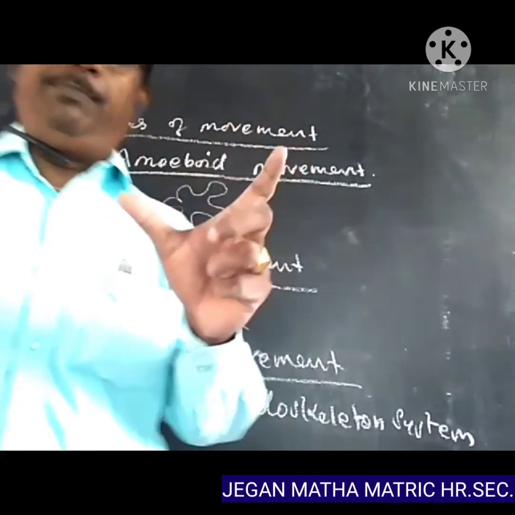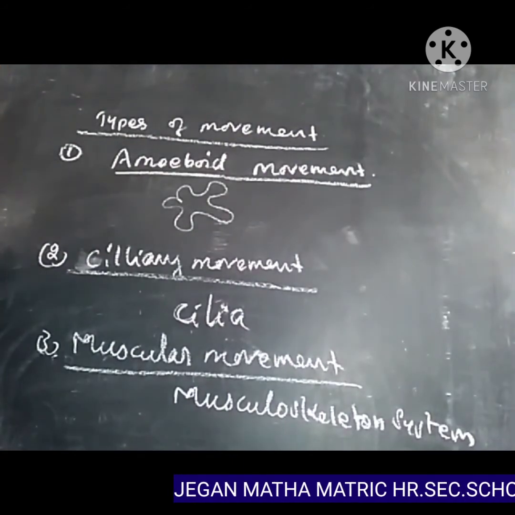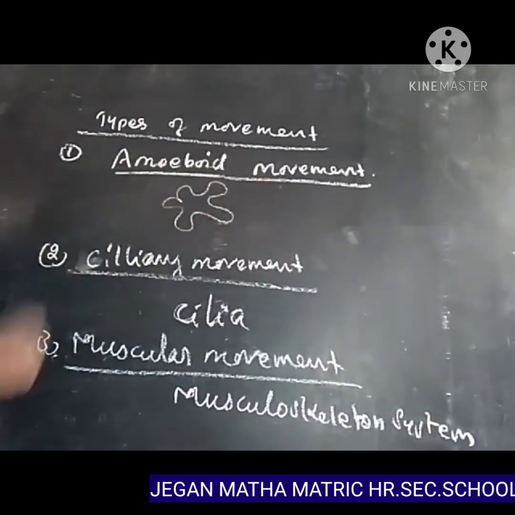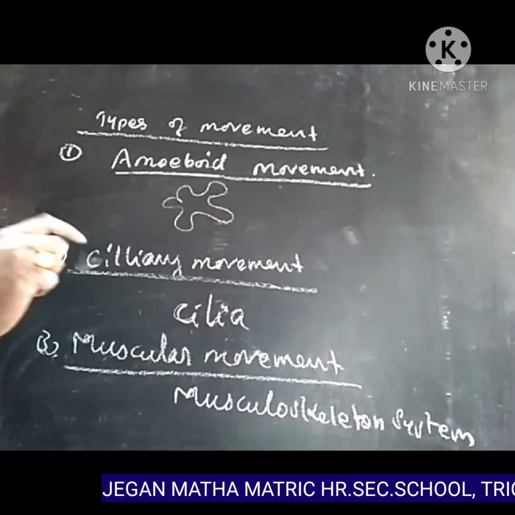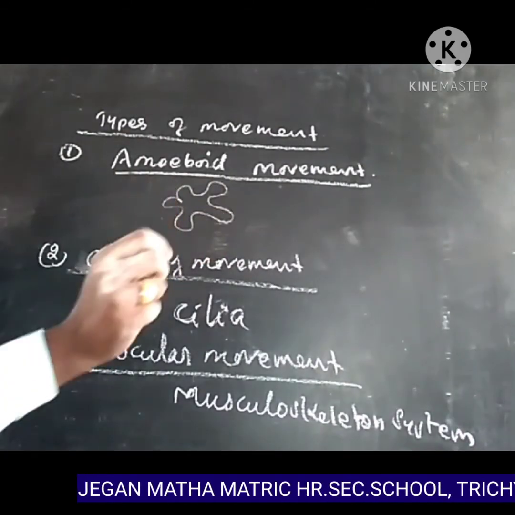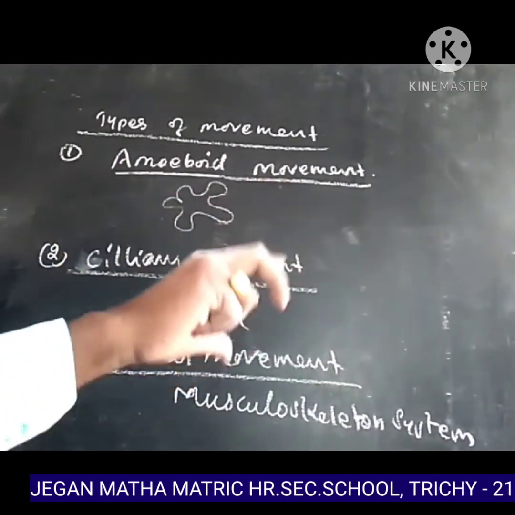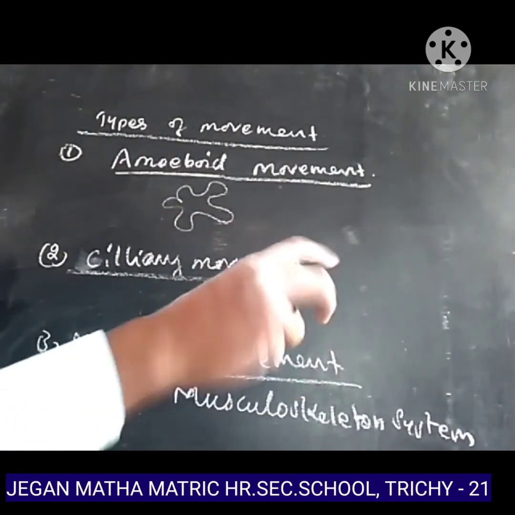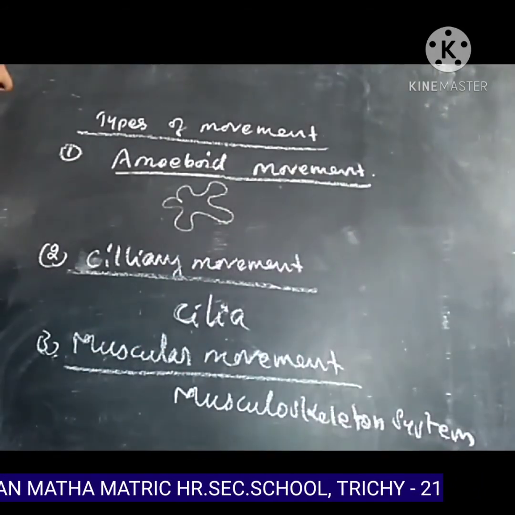There are three types of movement. One is amoeboid movement, which occurs mostly in unicellular organisms. Pseudopodia are present and are used for locomotion. The protoplasm moves from one place to another.